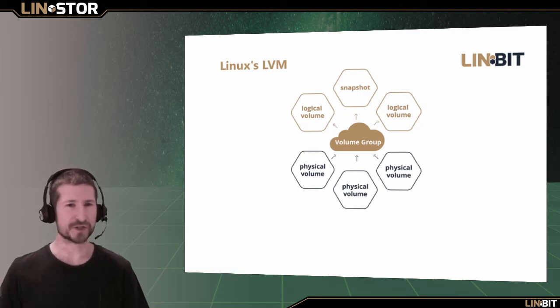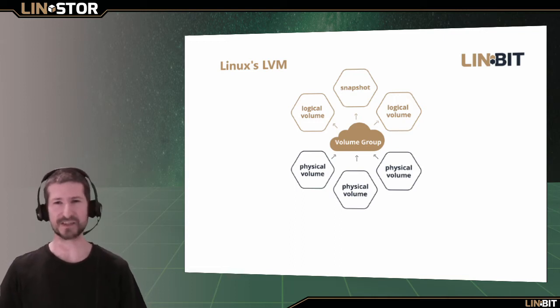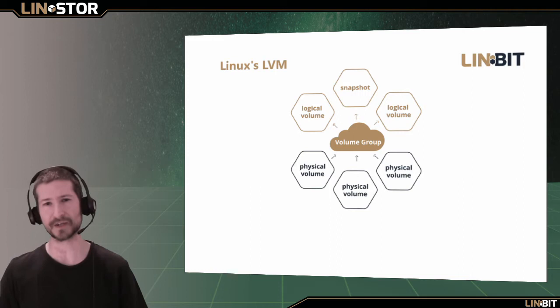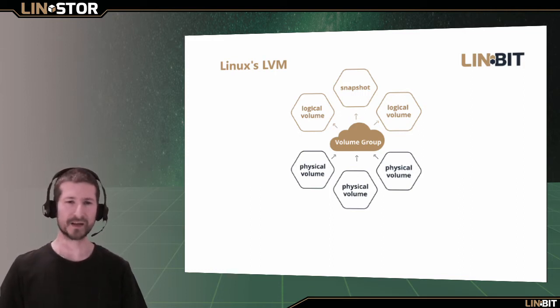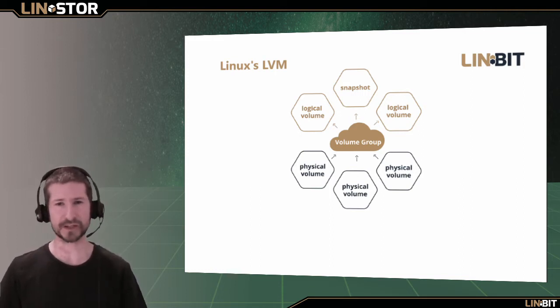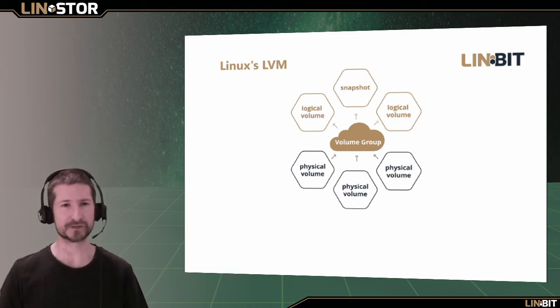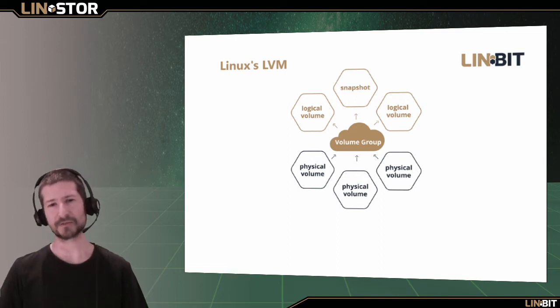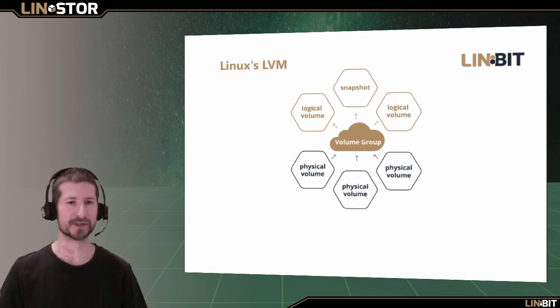You have a bunch of physical volumes, that would be hard disks, SSDs, NVMEs, or even RAID volumes. And then you can combine those to create a volume group. From the volume group, you can create an arbitrary number of logical volumes, and each of those can be smaller or larger than any of the physical volumes in your volume group.